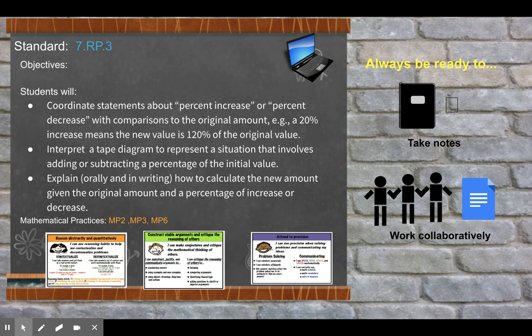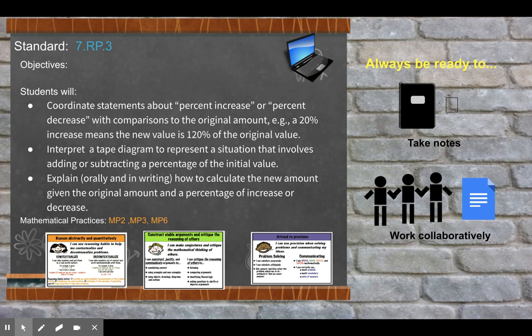Our first objective is that students will coordinate statements about percent increase or percent decrease with comparisons to the original amount. For example, 20% increase means the new value is 120% of the original value.